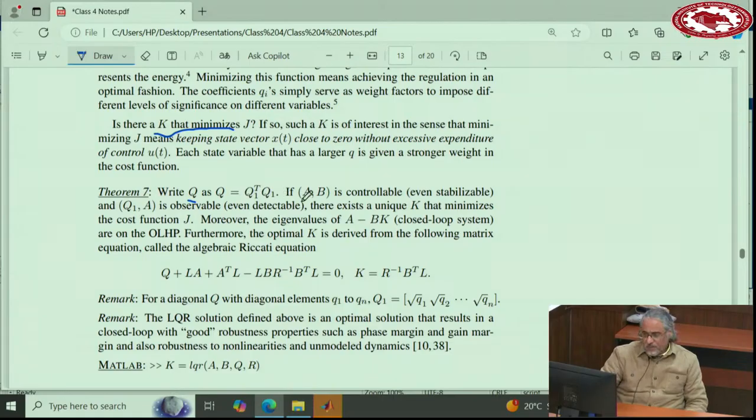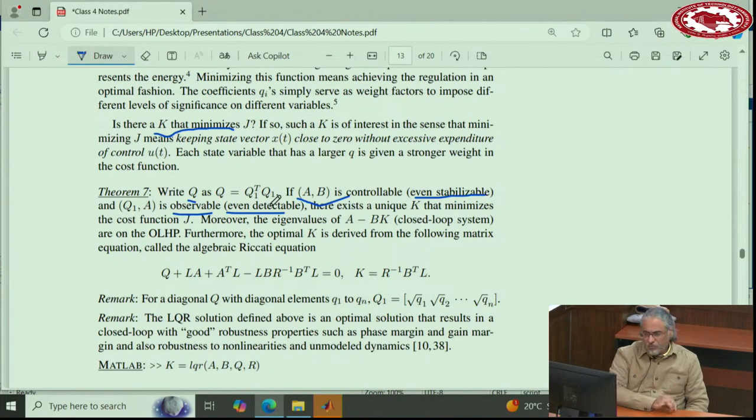If A and B is controllable, even stabilizable. And Q1 and A is observable, even detectable. Then there exists a K. So the condition on existence really now is to check whether A and B is controllable and Q1 and A is observable. If you check these two, and you can easily check these two, then K exists.